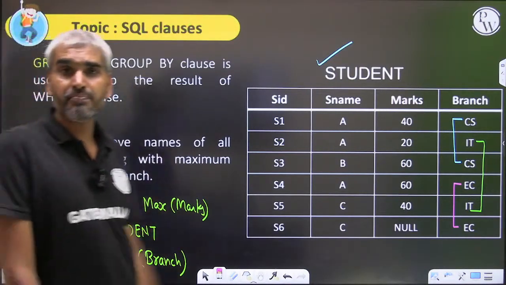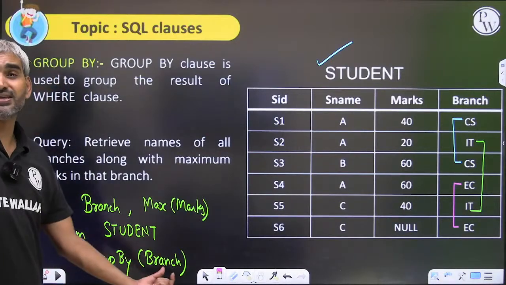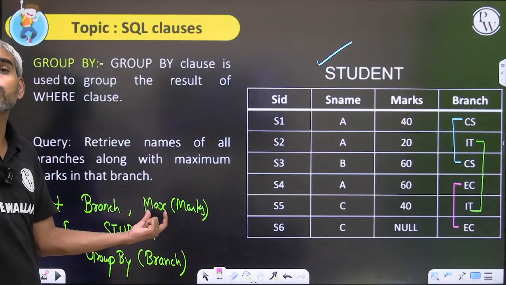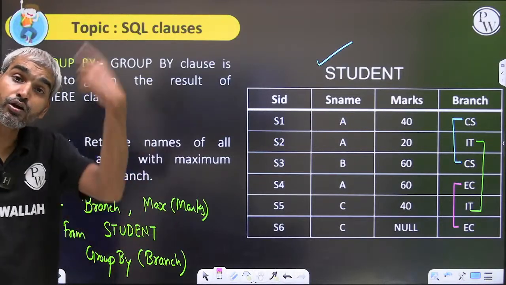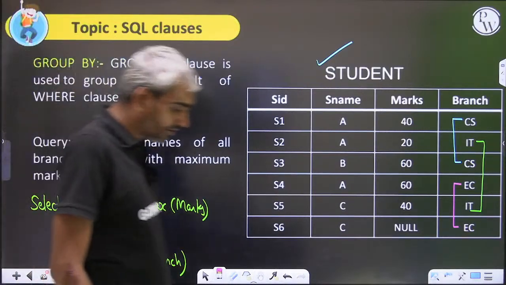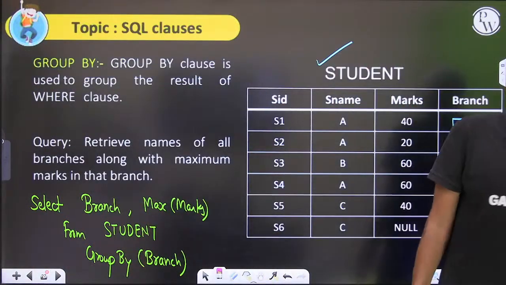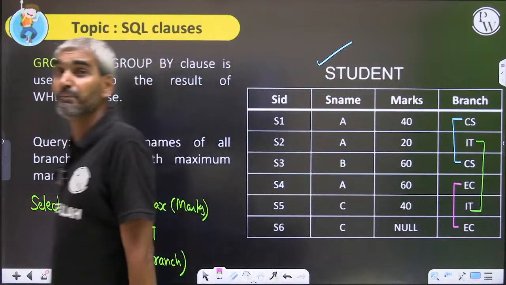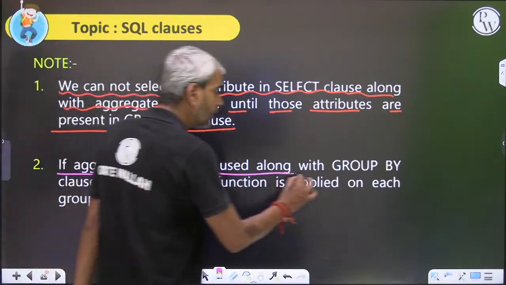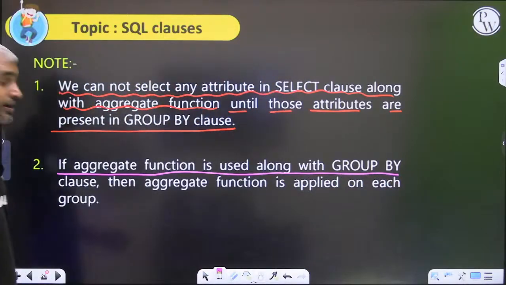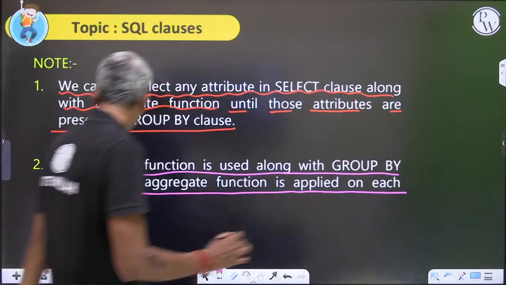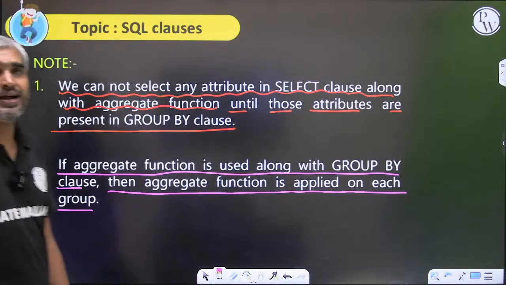So that's the idea. If group by clause is present and an aggregate function is used, then the aggregate function will be applied on each group. That's the next note: if an aggregate function is used along with the group by clause, then the aggregate function is applied on each group.